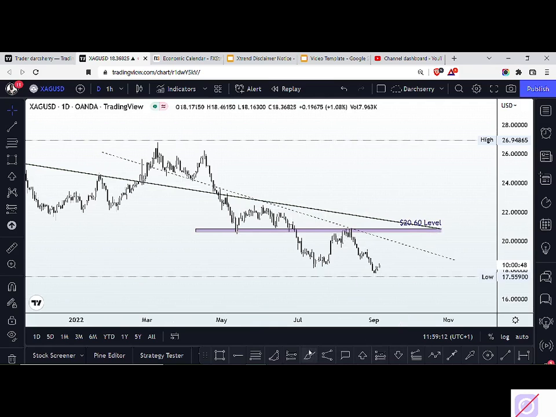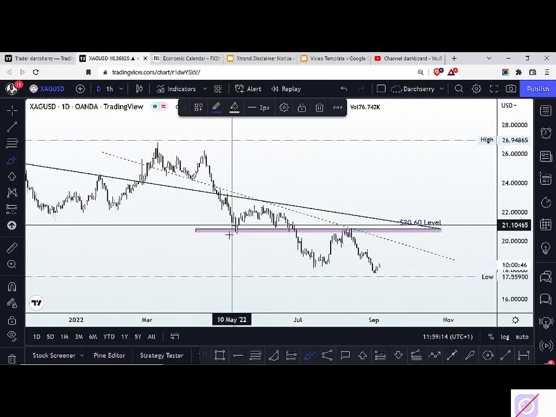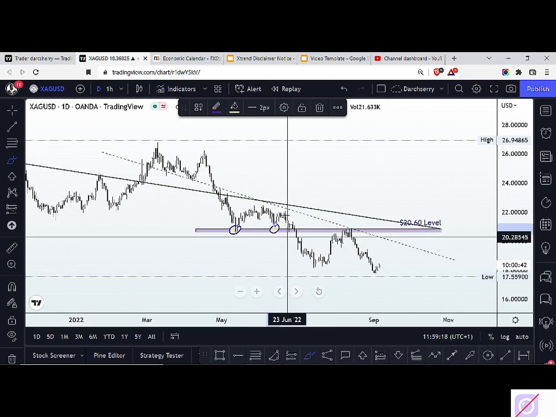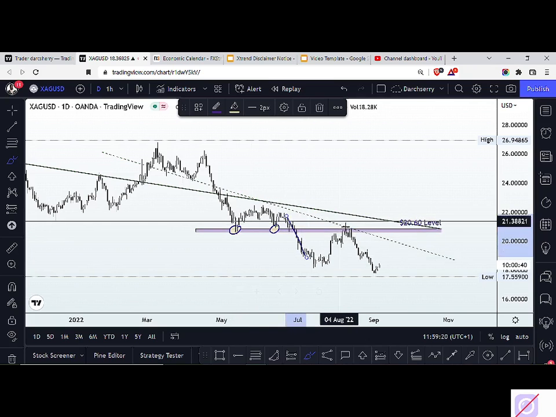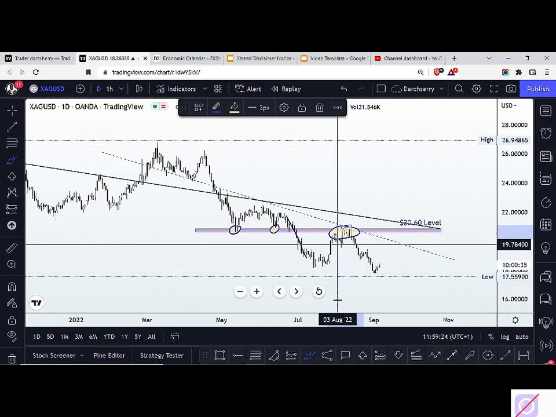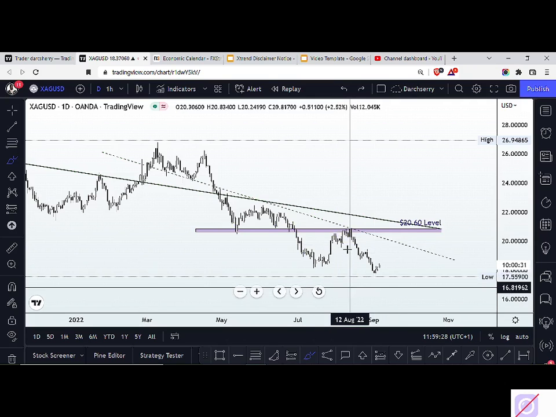We can see in the month of May, it was a demand niche. In June, it was broken. Then it came back to do a retest of this level in the month of August, hereby emphasizing the bearish momentum that has gripped this market at this point in time.